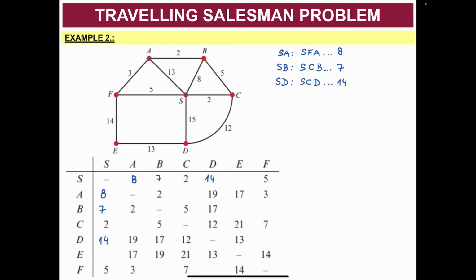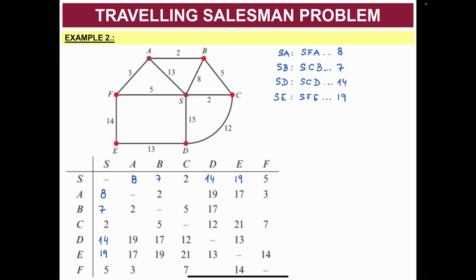Next one is SE. Now from S to E, you can go through D, what would give you 28, or you can go through F, what gives you 19, so that's obviously much better. S, F, E, that is 19 units. And that's here, 19 and 19.